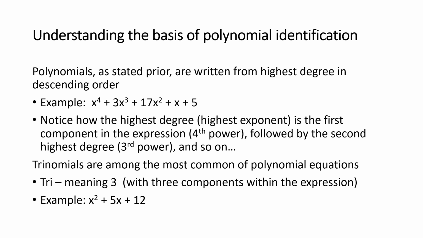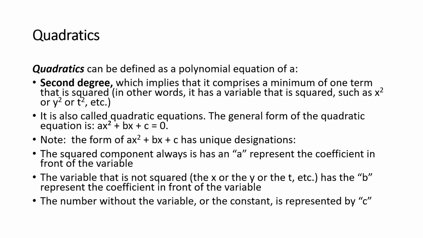Right here is a common polynomial, x squared plus 5x plus 12. And as I said, when we look at quadratics, there are three components. There is the first component, which is to the second degree, the x squared, y squared, t squared, where there's something that's squared. That is the ax squared. Then there is the middle component, which is a single variable, such as the x. So I have 2x squared plus x. The b is the coefficient in front of it, and then our c is our constant.